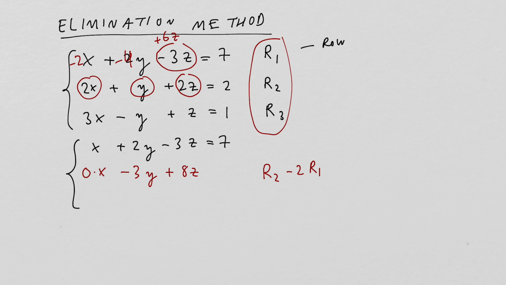Then we should still take the last thing in the row, that is the constant, and we should take this constant 2 and subtract from there -2 times 7. -2 times 7 is -14. 2 minus 14 is -12.